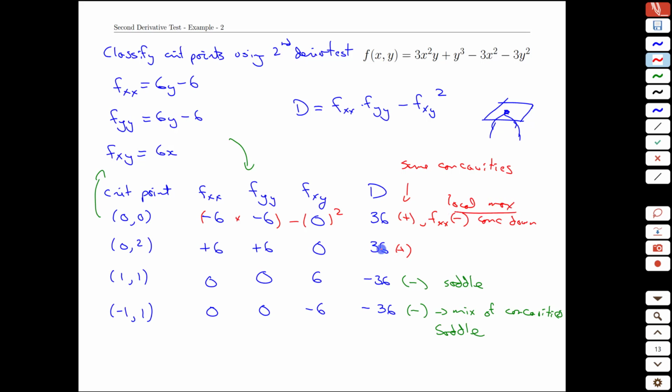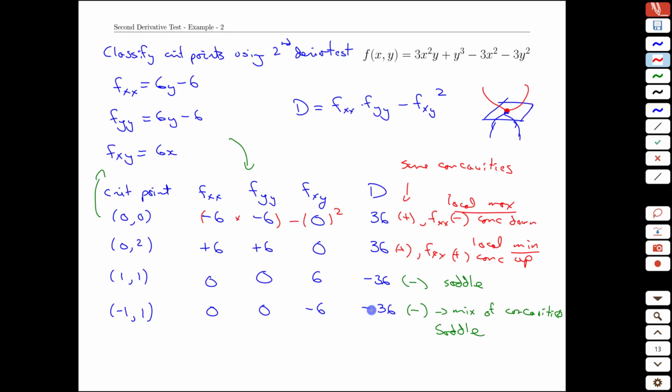Now, what about this point here? Here we have fxx is positive, which is concave up. Well, if something's concave up at a critical point, it's going to be a local minimum. And there we are. We've classified all 4 critical points of this function.